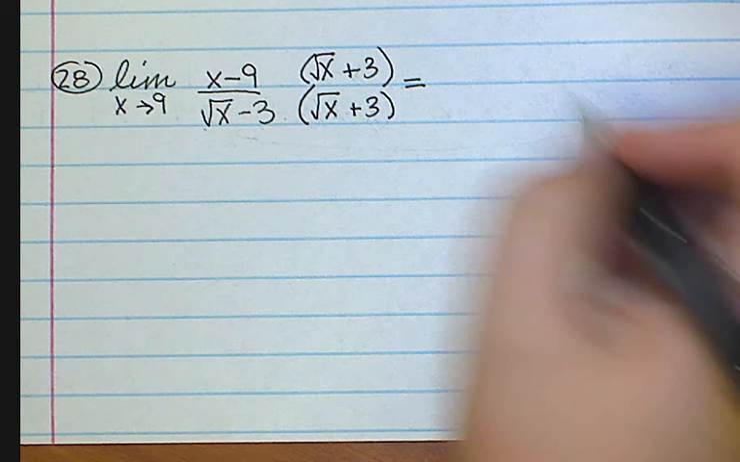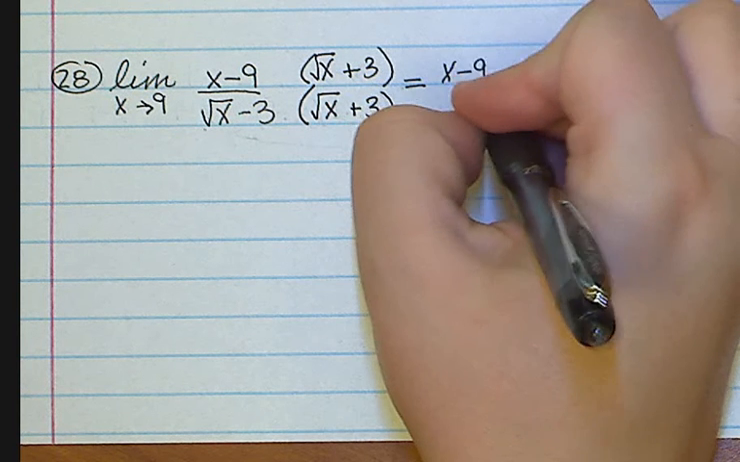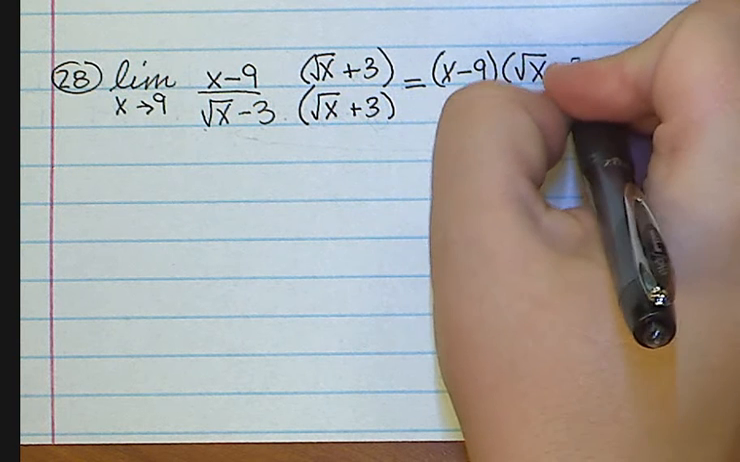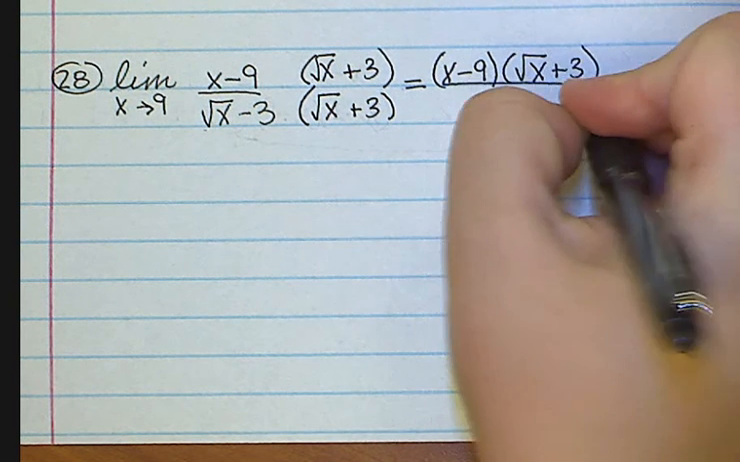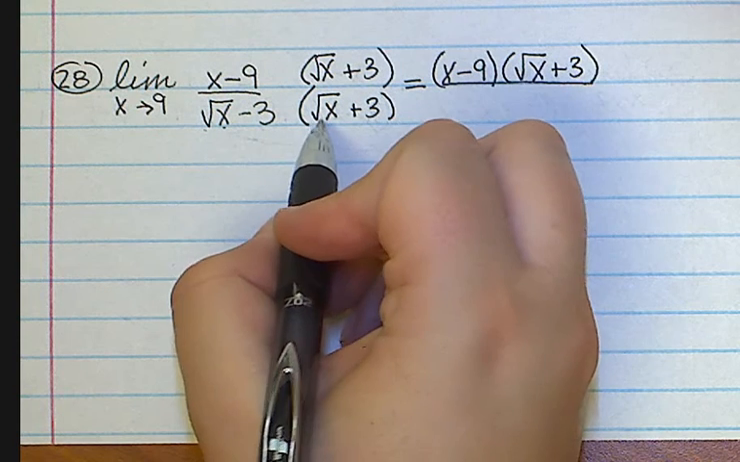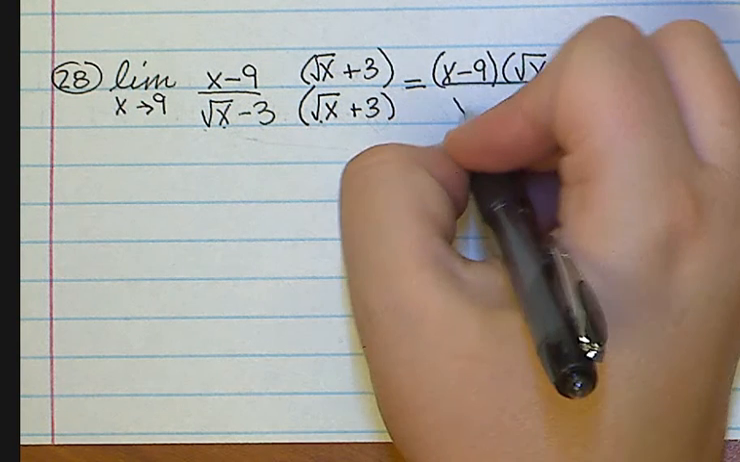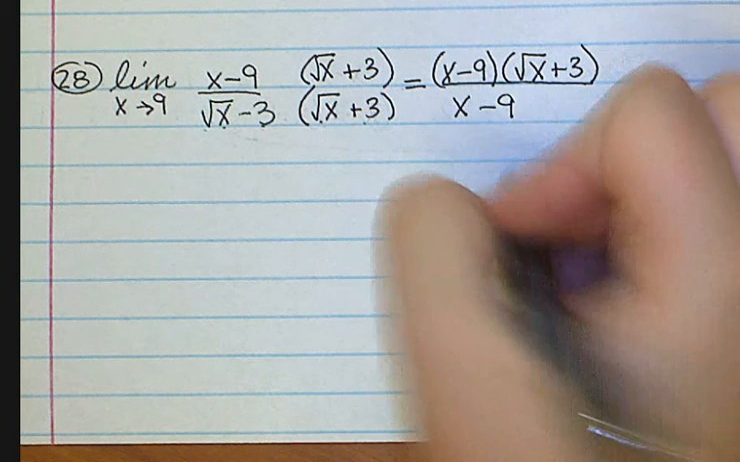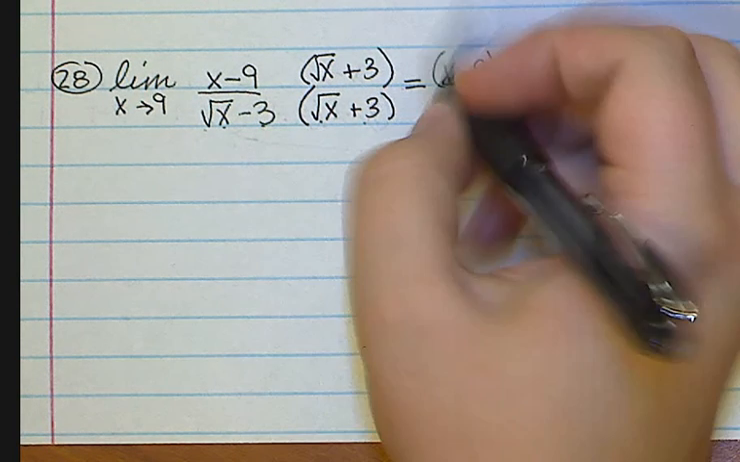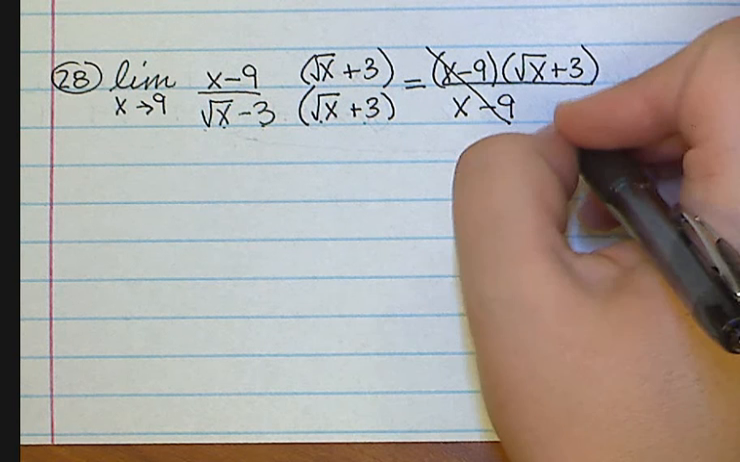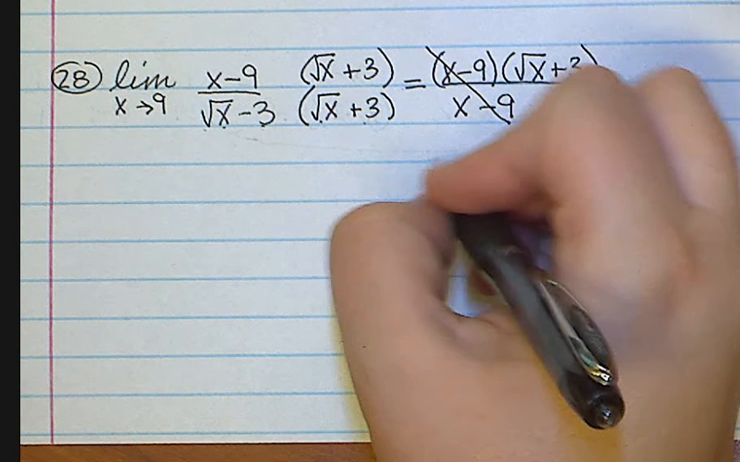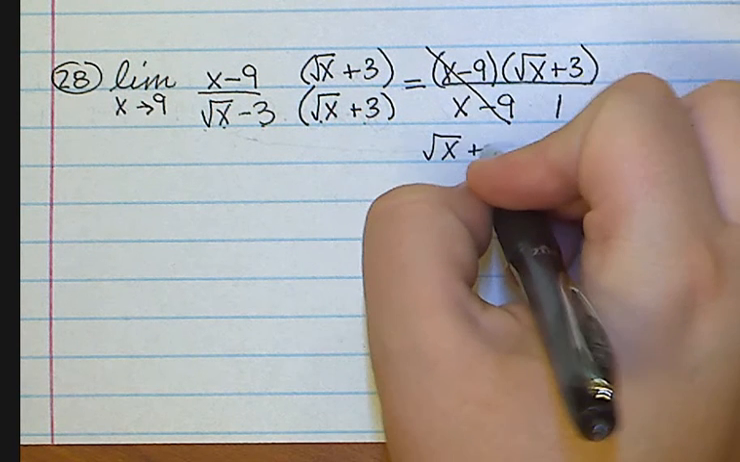and I'll have a mess on top, but that's okay. I'm going to leave it be in the hopes that something will cancel. In the bottom, square root x times square root x equals x. Negative 3 times positive 3 equals negative 9. And what do you know? One of my factors cancels. I can put a 1 in the denominator, but I don't really need it, since dividing by 1 doesn't do anything. So I have square root x plus 3.